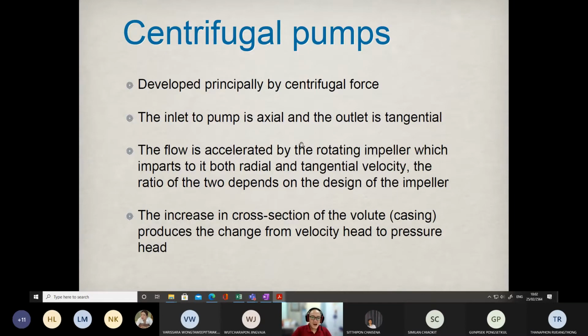Centrifugal pumps, by concept, are operated principally by the centrifugal force. Water enters the pump casing in the axial direction, and then the outlet is in the tangential direction.